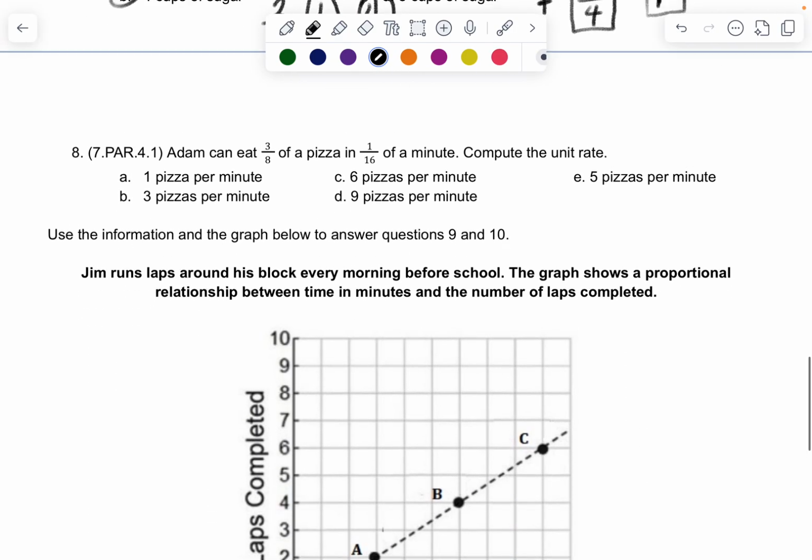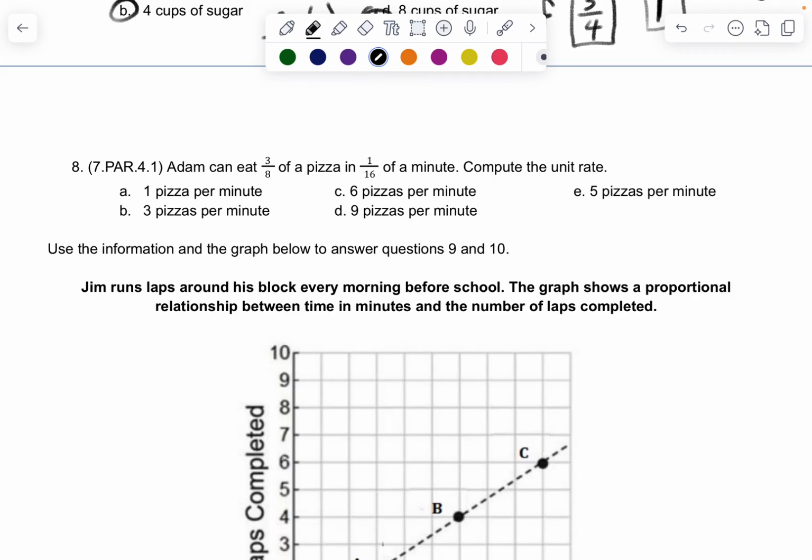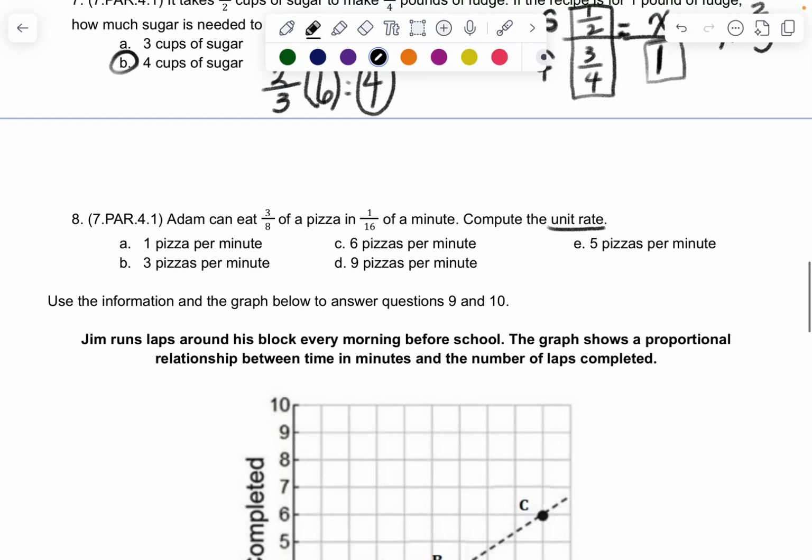Adam can eat 3/8 of a pizza in 1/16 of a minute. Compute the unit rate. So we're just setting this up like we did that last one. I'm just going to do pizza per minute. So 3/8 of a pizza in 1/16 of a minute. How much pizza can he eat in 1 minute?